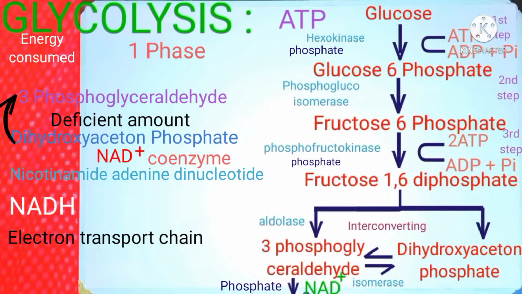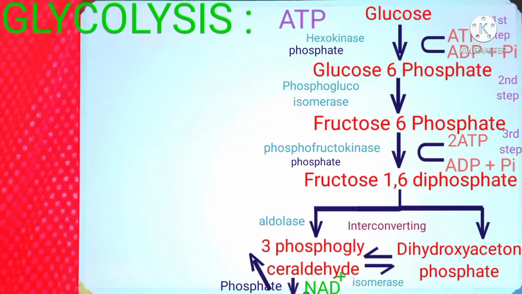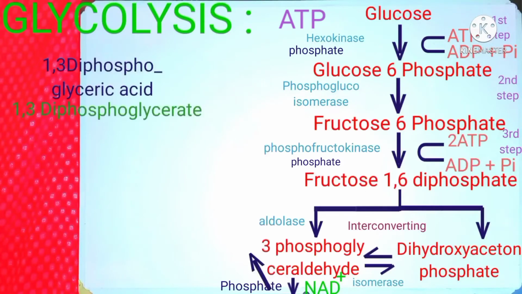An equilibrium of this isomerization reaction is always towards glyceraldehyde 3-phosphate. Also keep in mind that every molecule of glucose is split into two molecules of pyruvate. So every reaction of the second phase takes place twice and produces twice the products. And then 3-phosphoglyceraldehyde is converted into 1,3-diphosphoglyceric acid or 1,3-diphosphoglycerate in the presence of an enzyme, triose phosphate dehydrogenase. That is the fifth step.